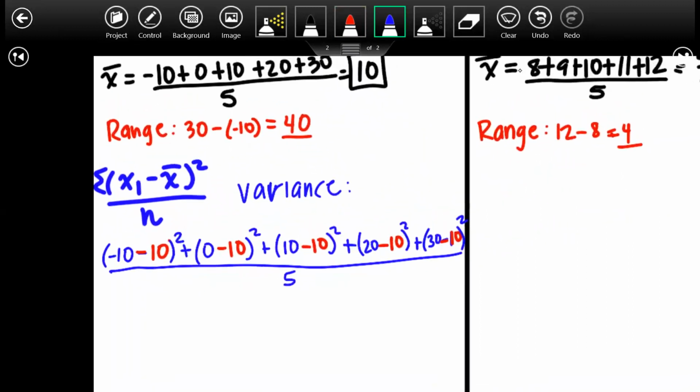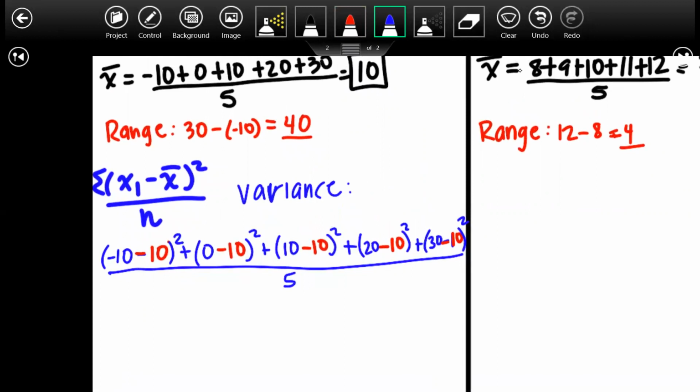Looking at this, if we add up our numbers, we're going to get 400. So negative 20 squared is 400. Plus 100, plus 0. Negative 10 minus 10 is negative 20, and 10 minus 10 is 0. 20 minus 10 is 10. 10 squared is 100. 30 minus 10 is 20. 20 squared is 400. And we're going to take those values and divide them by 5 to get our variance.